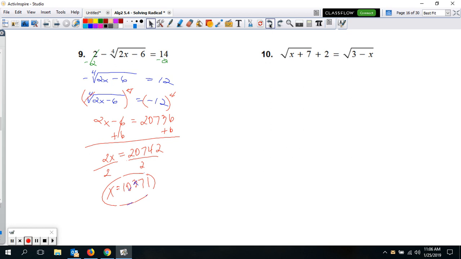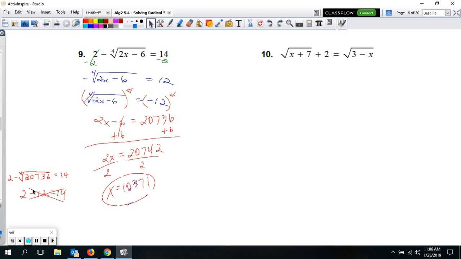So again, we want to check our solution to see, does this work? We have to plug it back into here. Basically, 2 times this 10,000 number will go back to this 20,742 number. And if we subtract 6 from that, we'll go back to this number. So we have this number under the radical here, and it'll look kind of like this: 2 minus the 4th root of 20,736. You'd want to do that first on the calculator, and that would give you 12.